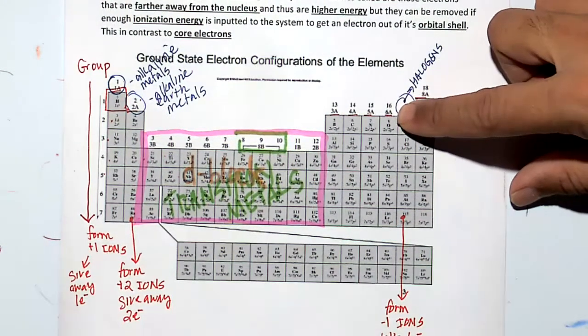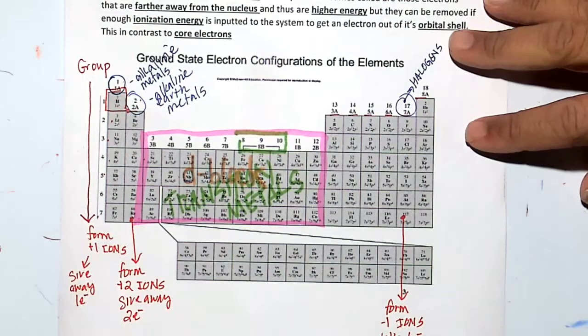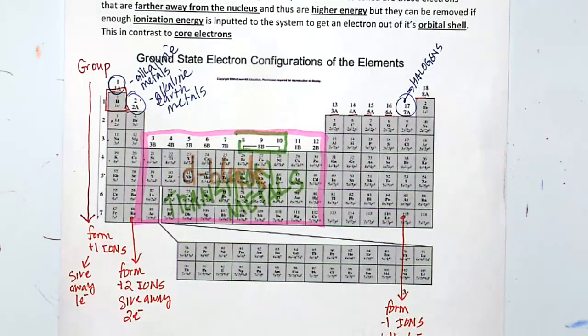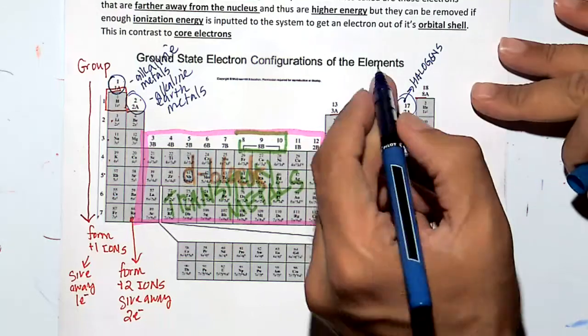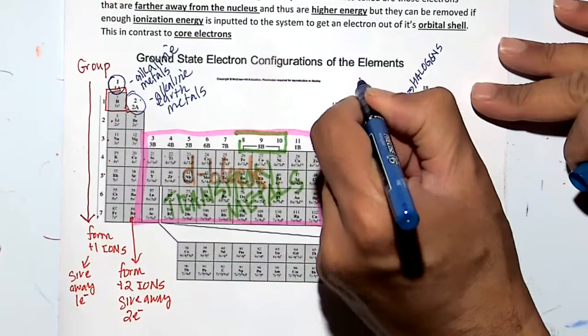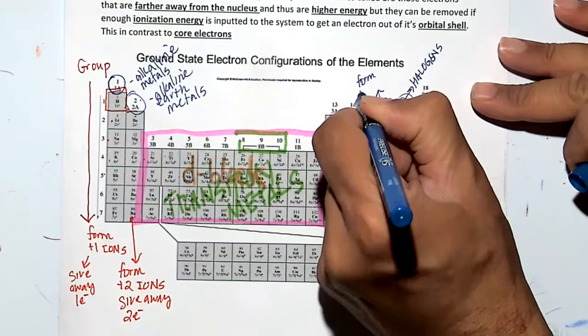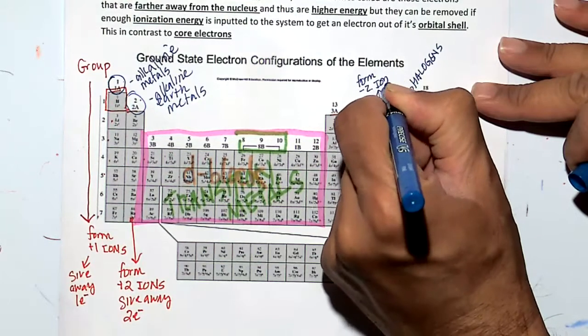Group 16, 6A, again, groups going down. They don't have a special name. They really don't. But I can tell you that they like to form minus 2 ions. But no special name. Just group 6 or 6A.